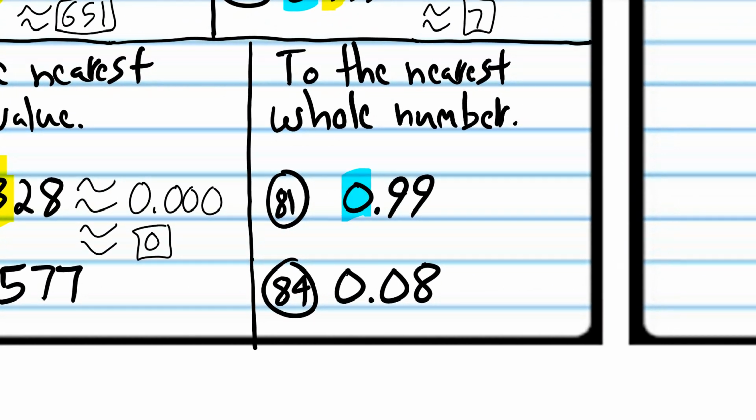So attempt number 81, and when you come back, we'll do it together. All right, we're back. So the 9 tells us to round up. So the 0 becomes 1, and all the other numbers become 0. And the zeros you can get rid of because they're ending zeros to the right of the decimal.